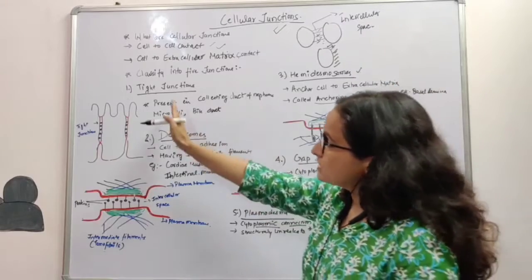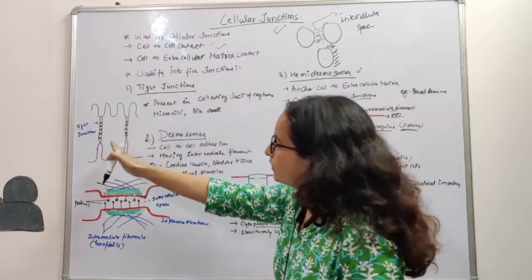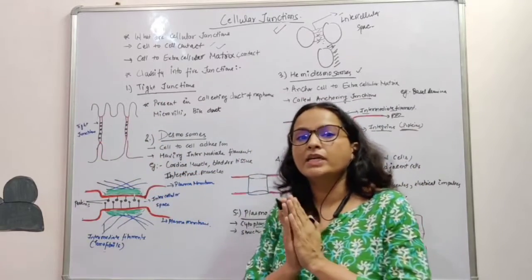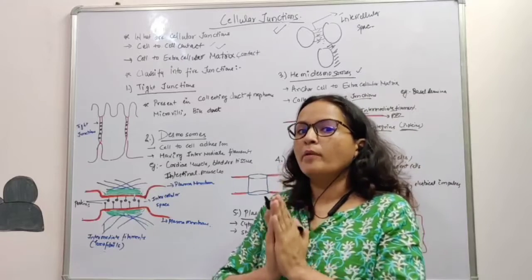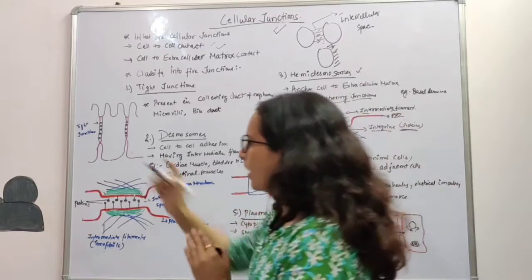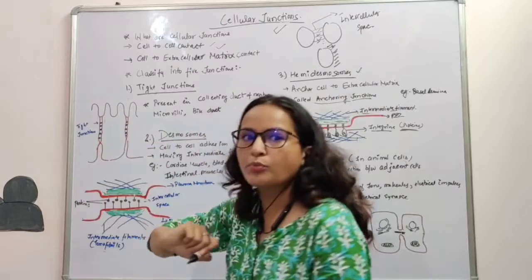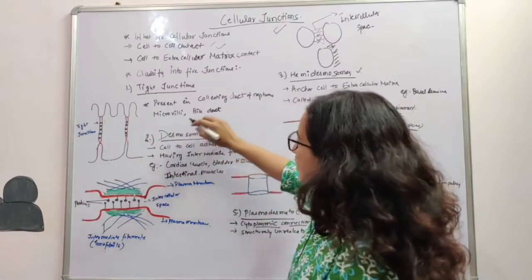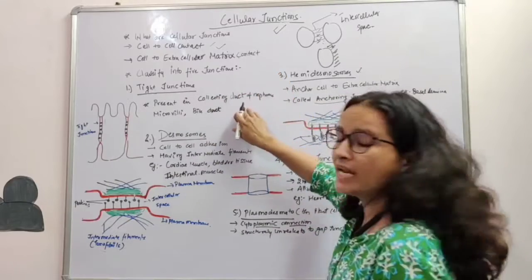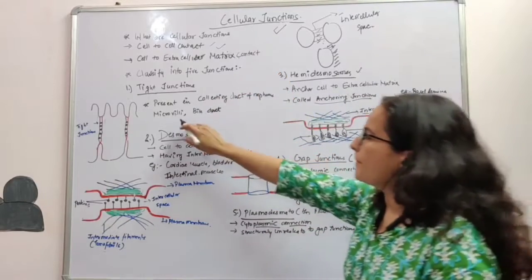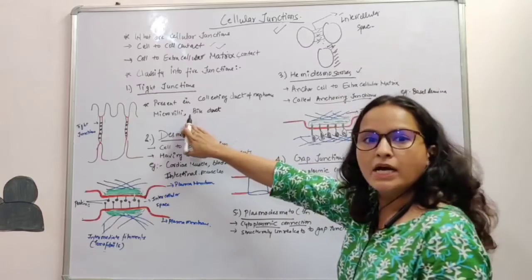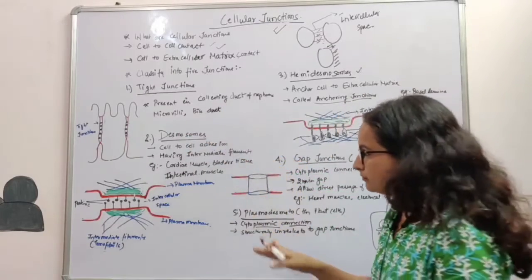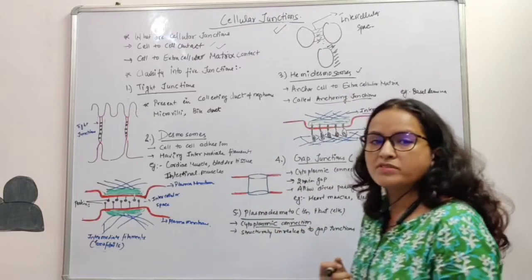The first is the tight junctions. Here we can see in the diagram, tight junctions are basically when two membranes of the cells are tightly bound with different types of proteins, that form a tight junction. We can see them in the collecting duct of the nephron, microvilli present in the intestine, and bile duct present in the liver.